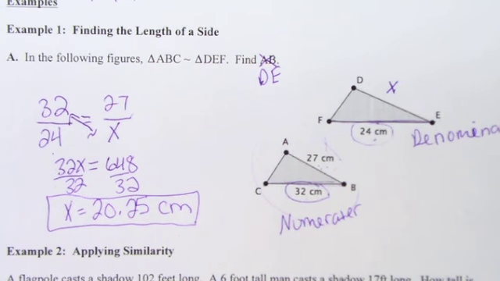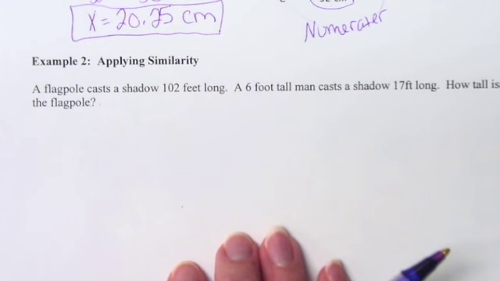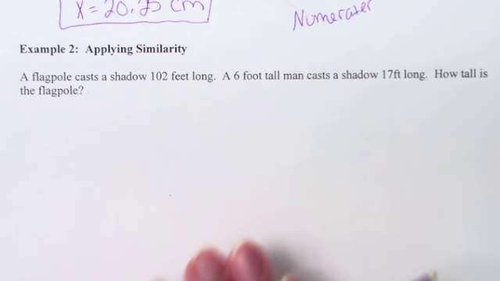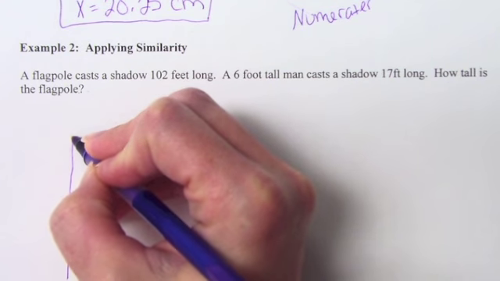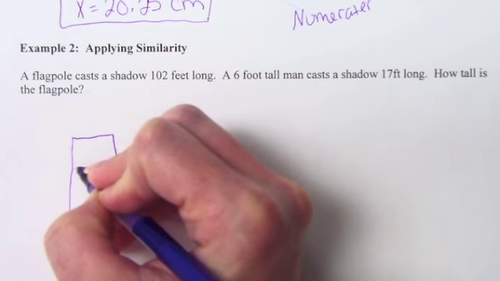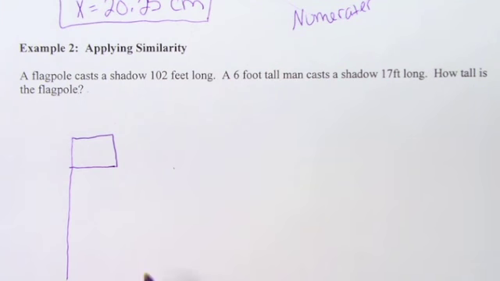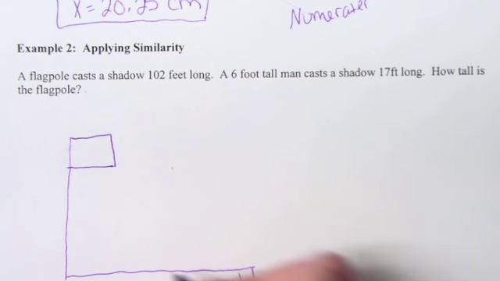All right, example 2. On these, okay, we got a shadow. You guys have probably done these before. A flagpole casts a shadow of 102 feet long. So what we're going to do is we're going to draw a flagpole. Here's our flag, okay? It casts a shadow that's 102 feet long. So here's this flag's shadow, okay? It's 102 feet long.